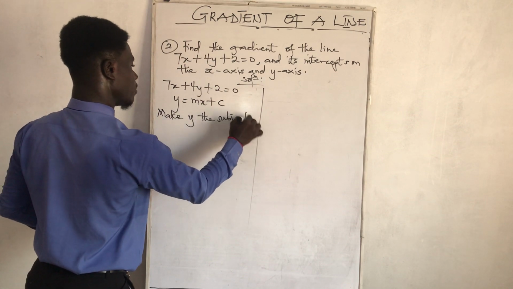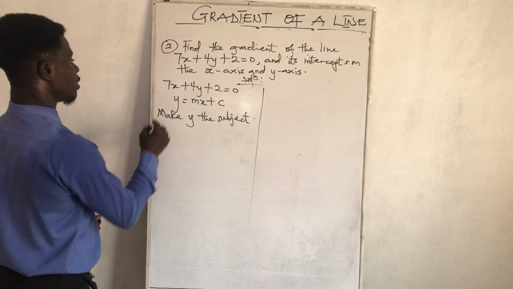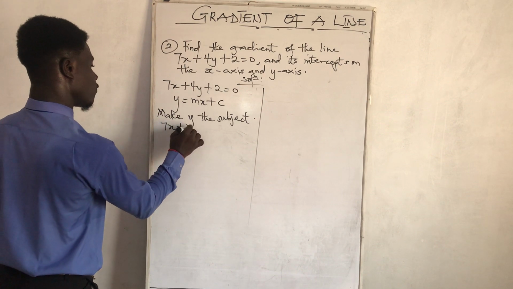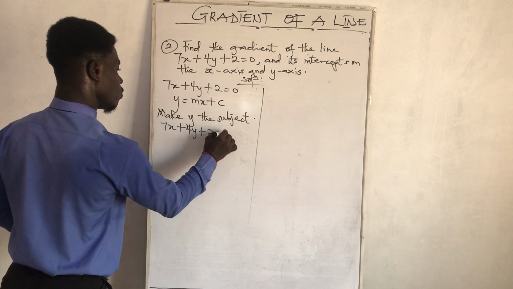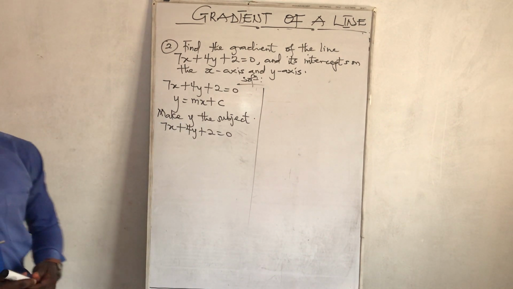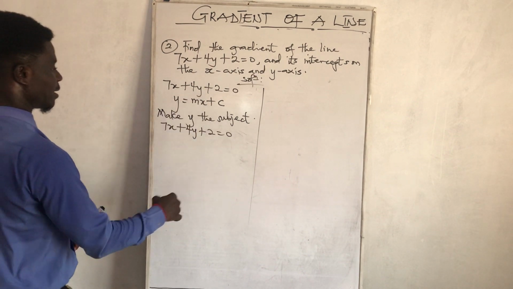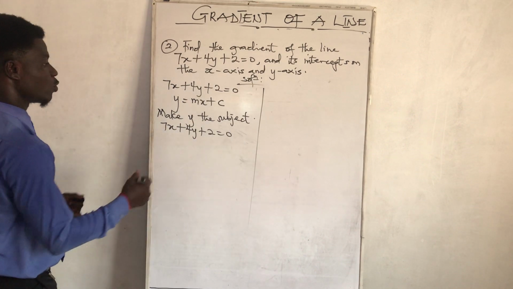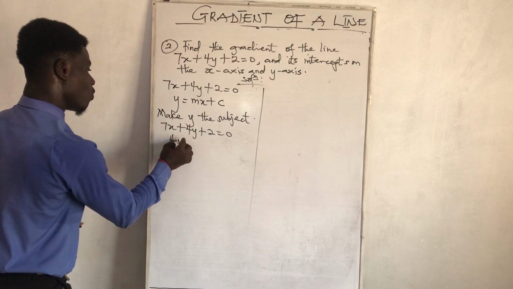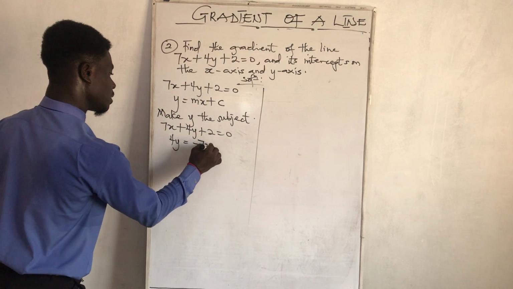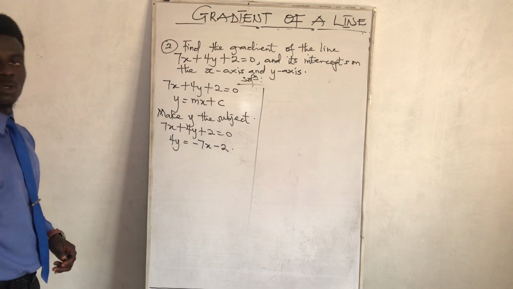Make y the subject of the equation. So I have 7x plus 4y plus 2 equals 0. How can we make y the subject? By sending 7x to the right hand side and positive 2 to the right hand side. So I have 4y being equal to minus 7x minus 2, right?